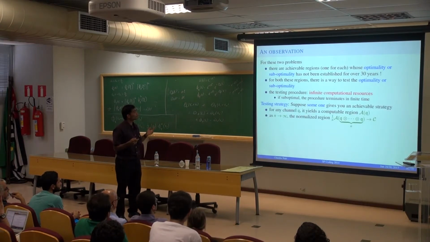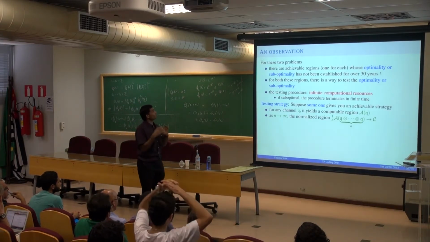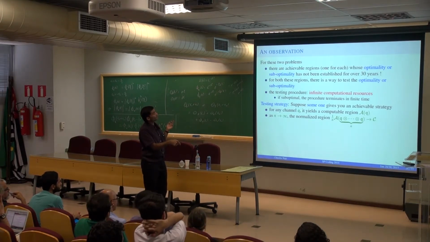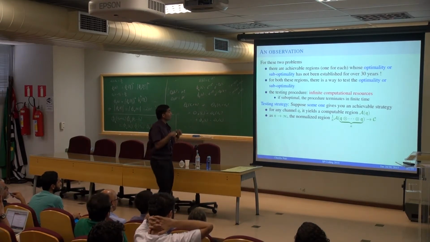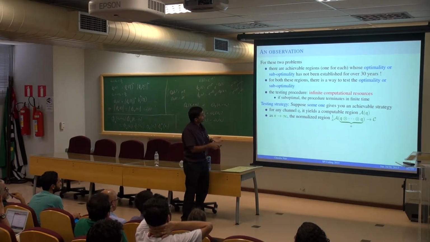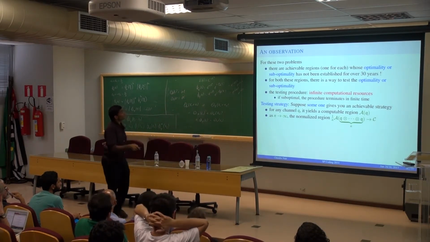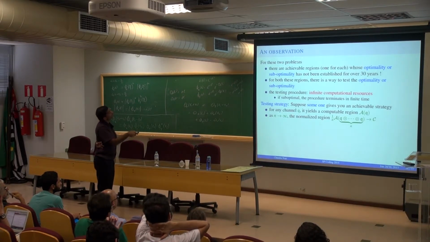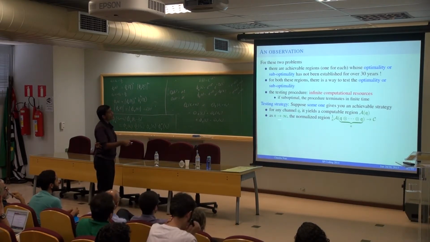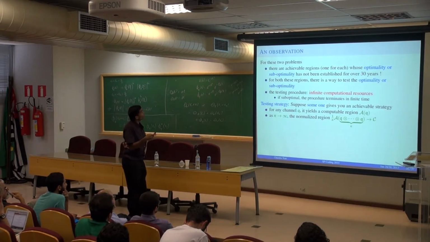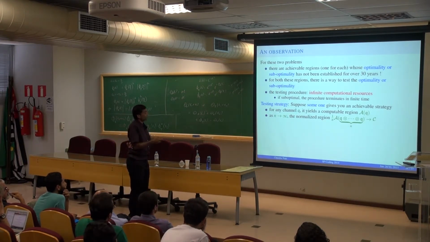Okay, what's the procedure? Suppose someone gives you an achievable strategy such that for any channel Q, it gives an achievable region A of Q, and as n goes to infinity, the achievable region will go to the capacity region. Usually this is very easy to show. In fact, for both these problems, these achievable regions have this property. So now we know a characterization of capacity. We just need to show a computable characterization.